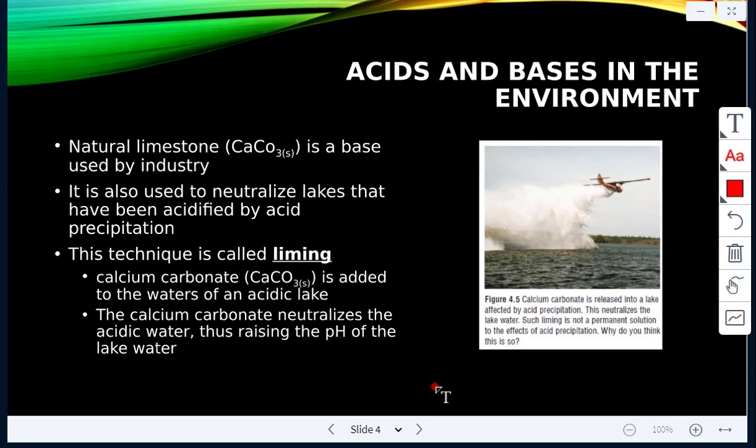All right, but keep in mind it's not a permanent solution to the effects of acid precipitation, because acid precipitation is continuous. So this liming process is not a permanent solution.